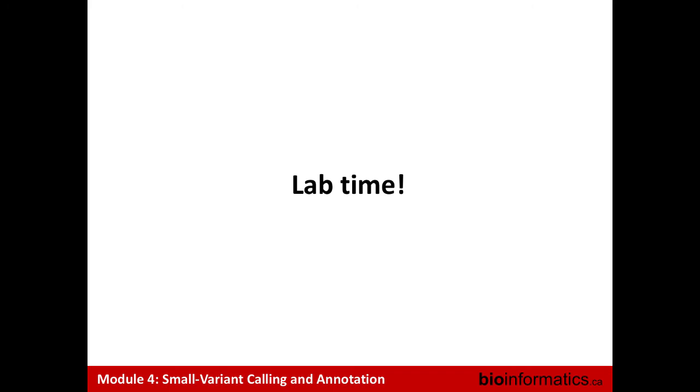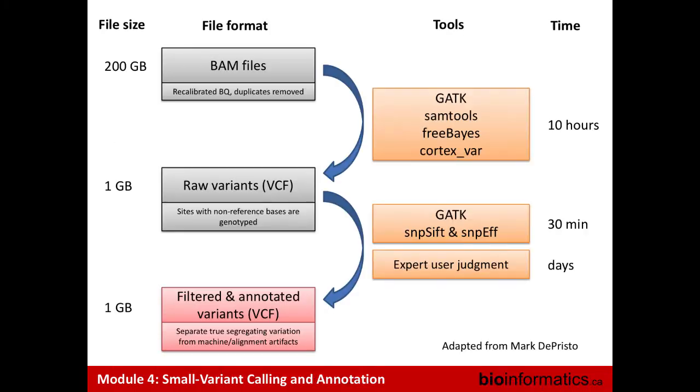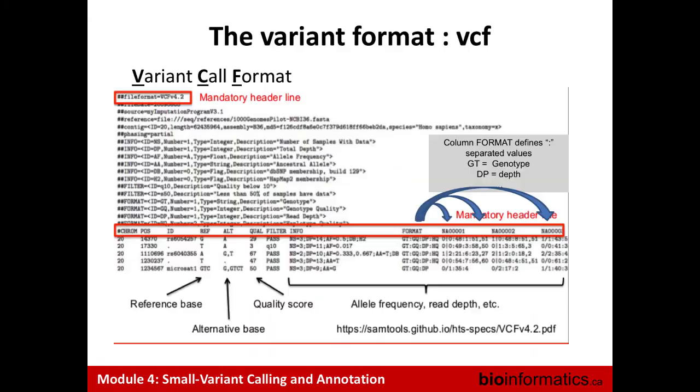Yes? Just to go back to the four strategies to improve your data before you do your variant calling, the local realignment is to correct for potential indels in your sample? Yes. It's to, because as I said, let me go back there.